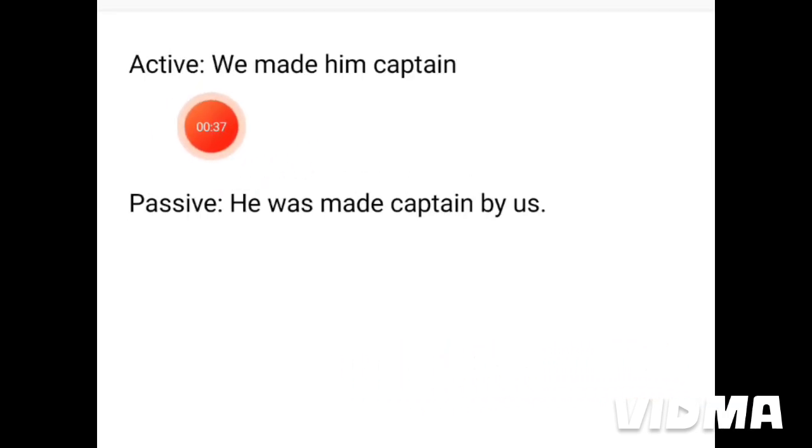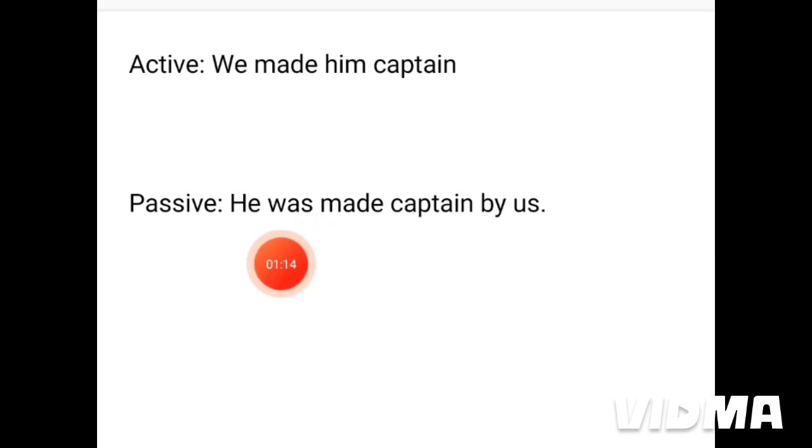This is an example of the same type of sentence. We made him captain. Here, him is the object. Captain is a complement and not the object. So, in the passive voice, we will work with him. We will shift the word him. This is the passive voice: He was made captain by us. This him has been shifted here, and the subjective form of him is he. So we have written here he.